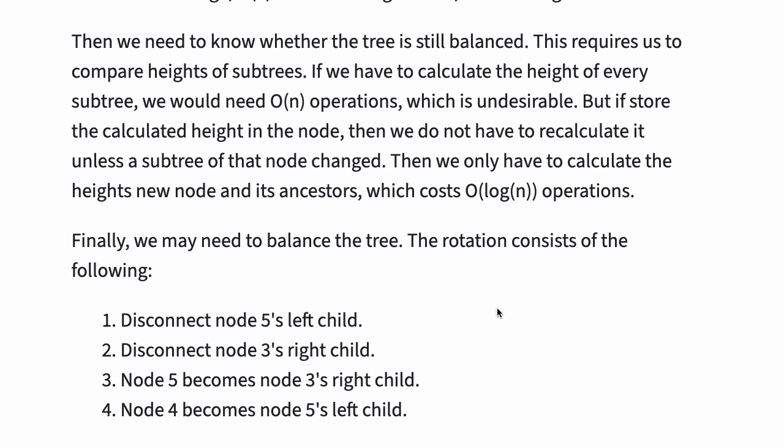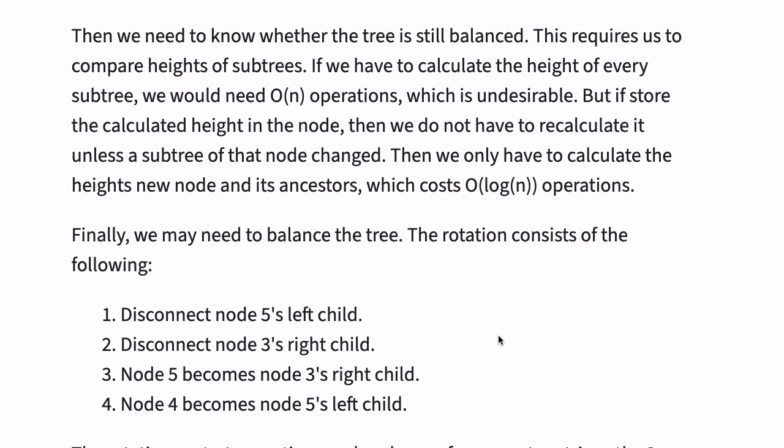Then we need to know whether the tree is still balanced. This requires us to compare heights of subtrees. If we have to calculate the height of every subtree, we would need O of n operations, which is undesirable. But if we store the calculated height in the node, then we do not have to recalculate it unless a subtree of that node changed. Then we only have to calculate the heights of the new node and its ancestors, which costs O of log n operations. Finally, we may need to balance the tree.